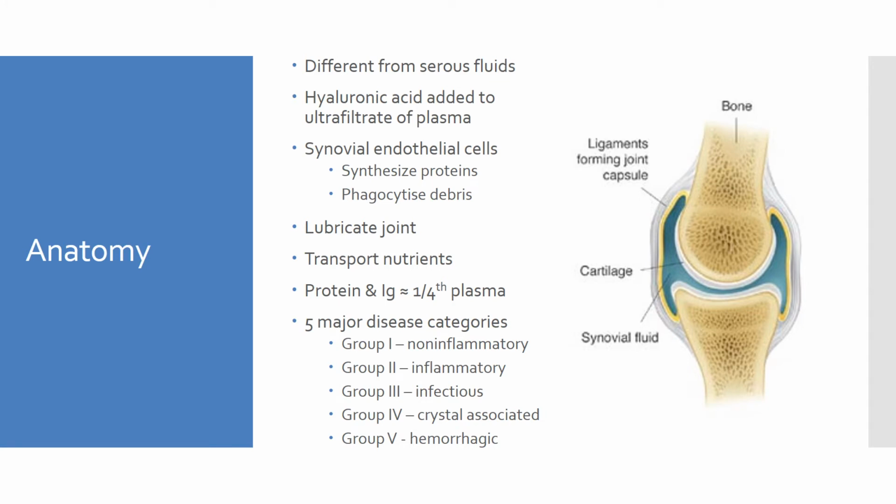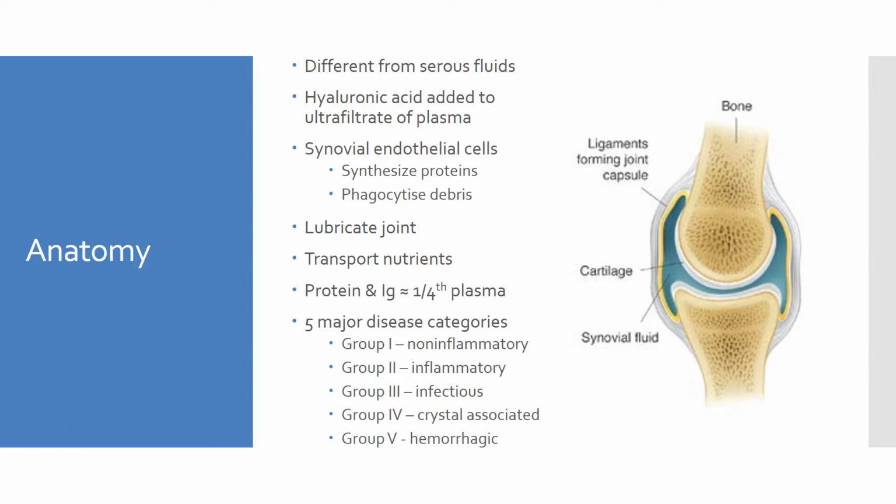So the synovial fluid is taken from any of the joints in the body, and like most of your fluids, it starts as an ultrafiltrate of the plasma. But then as it passes through the endothelial layer of the synovial cavity, hyaluronic acid is the key thing that's going to be added to that ultrafiltrate, which is going to change the characteristics of the fluid completely.